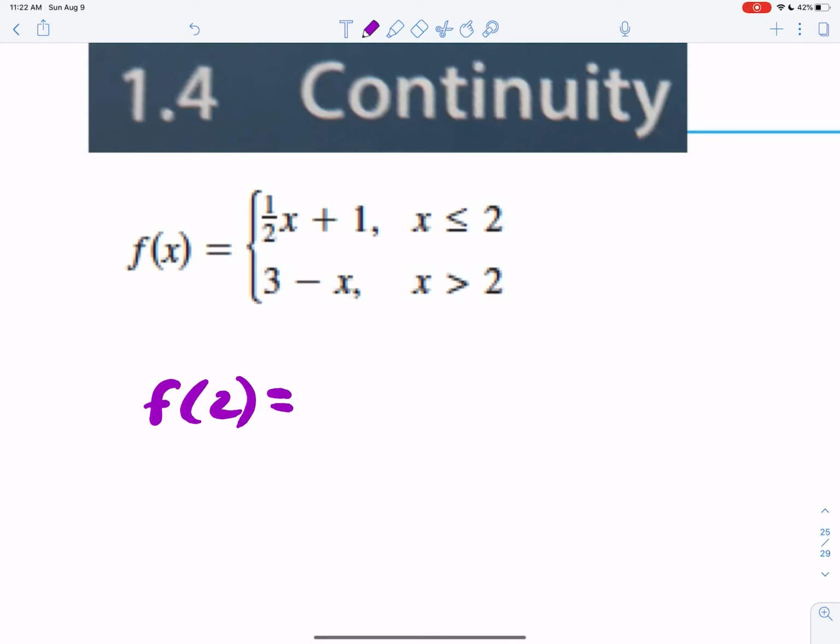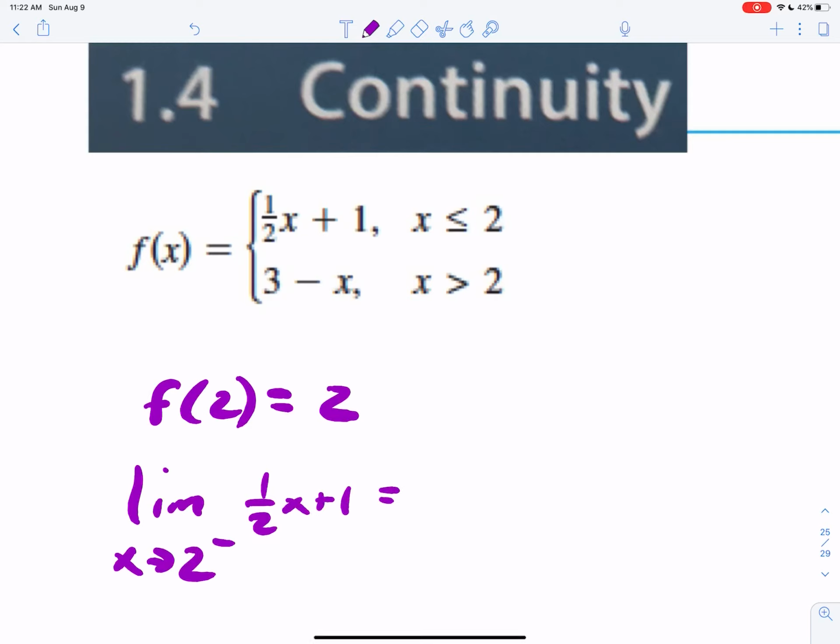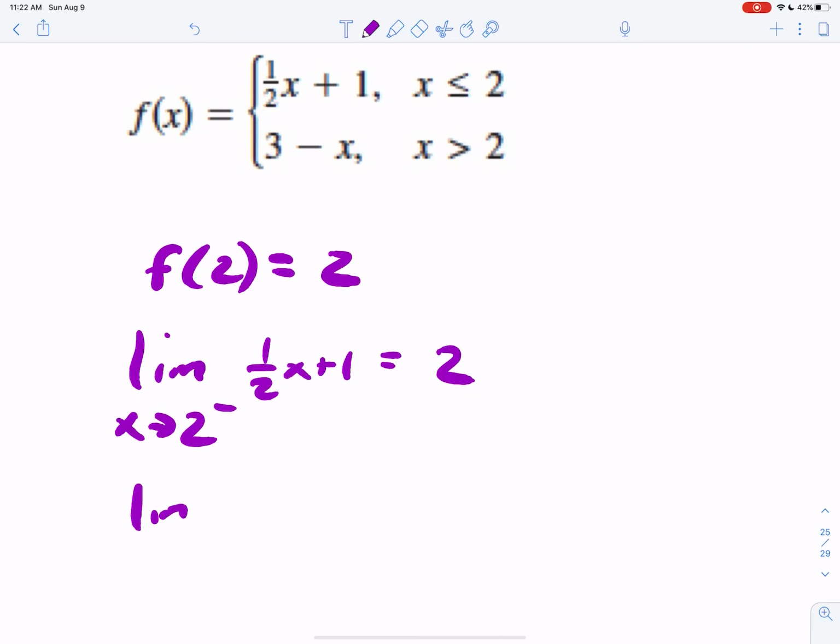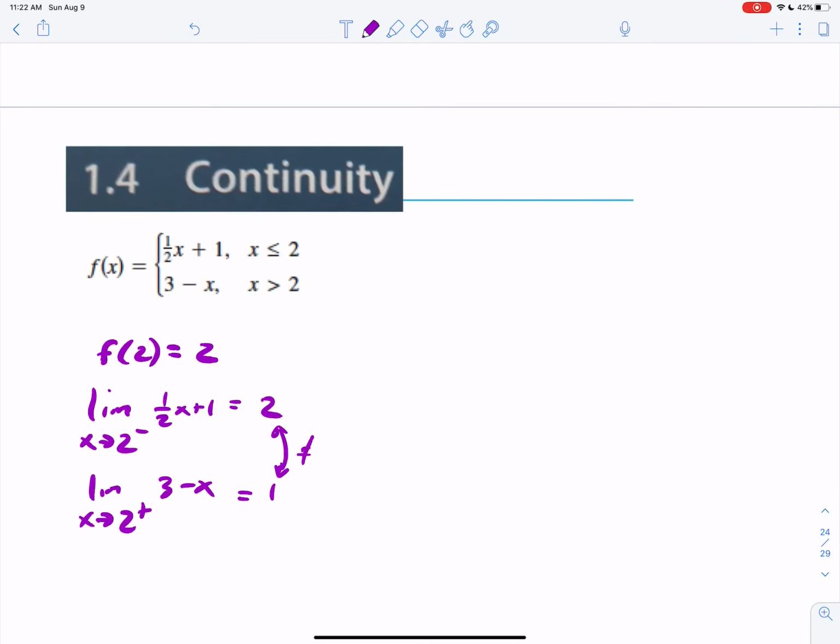f of 2 will come out to 2. Okay. The limit, let's see, the limit won't exist. So the limit as x approaches 2 from the left, which is this function here, you should get 2. But if you check the limit as x approaches 2 from the right, you're dealing with the second function here. You should get 1, and notice how those 2 are not equal. Okay? You would make your conclusions there, okay?